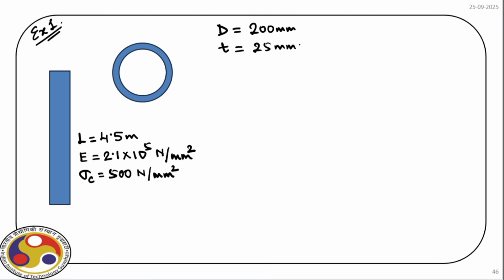Now, for this column, our task is to find out sigma max given e, the eccentricity, is equal to 10 millimeter. So let us consider a very small eccentricity, and we'll see the impact of this eccentricity on the compressive stress of the column.